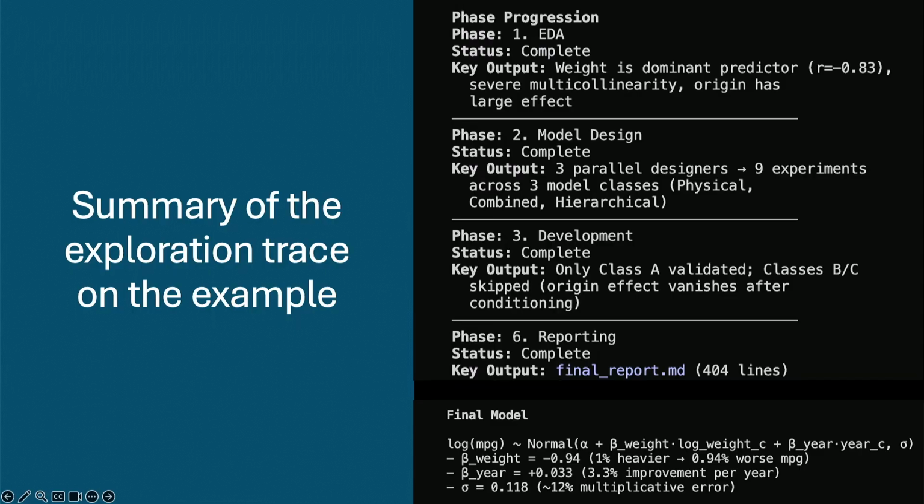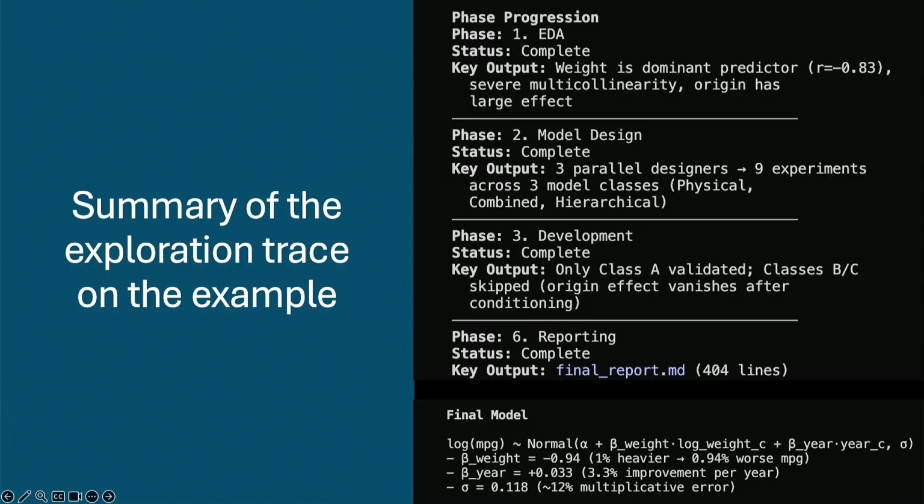And basically the gist is, while it did the EDA, it figured out that weight was very important, and it notes some statistical jargon, the severe multicollinearity. The origin, like where the cars come from, seems to have a large effect. And then during model design, it came up with 9 experiments it wanted to do based on different model classes. There was a simple physical one, and then there were other ones that combined the origin in as well in different ways. And then it ran the modeling.